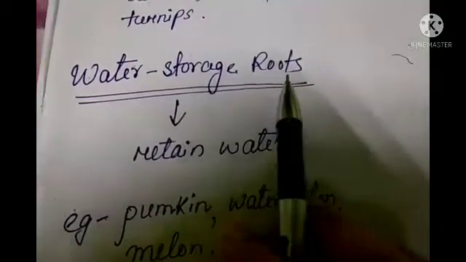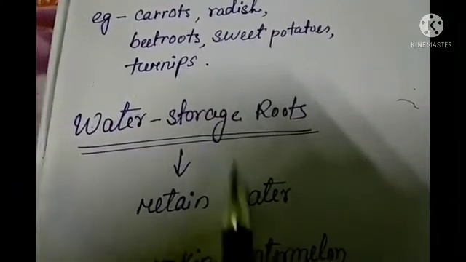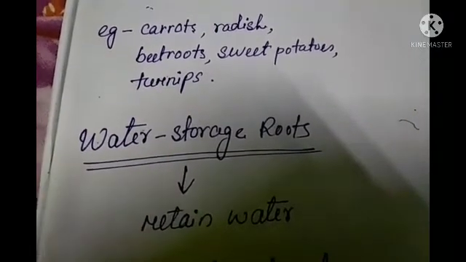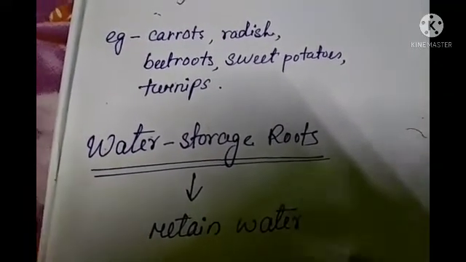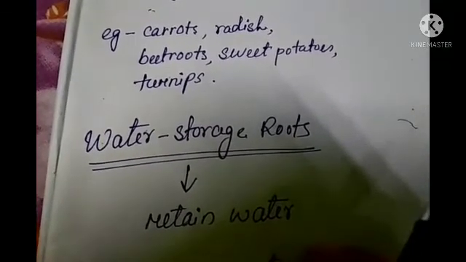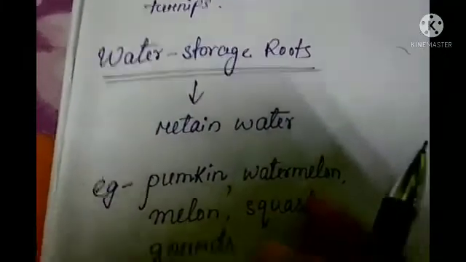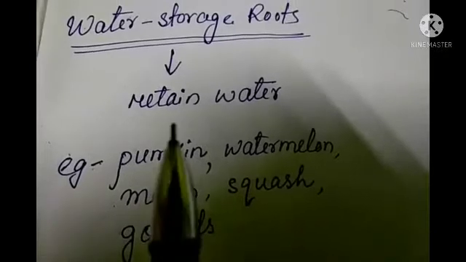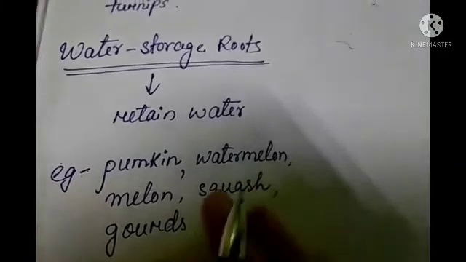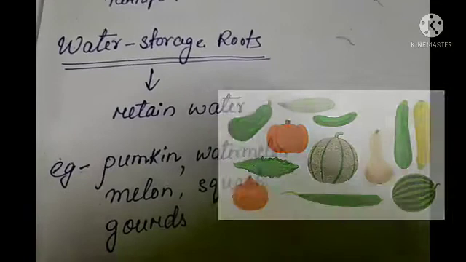Now, water storage roots. Similarly, it was food storage roots, and here it is water storage. That means they retain water; they store water in their roots. Generally, in a dry region, the roots of the plants retain water. Plants in the pumpkin family mostly have huge water-storing roots. The pumpkin family includes pumpkin, watermelon, melon, squash, and some of the gourds. You can see the picture. So these are called water storage roots.